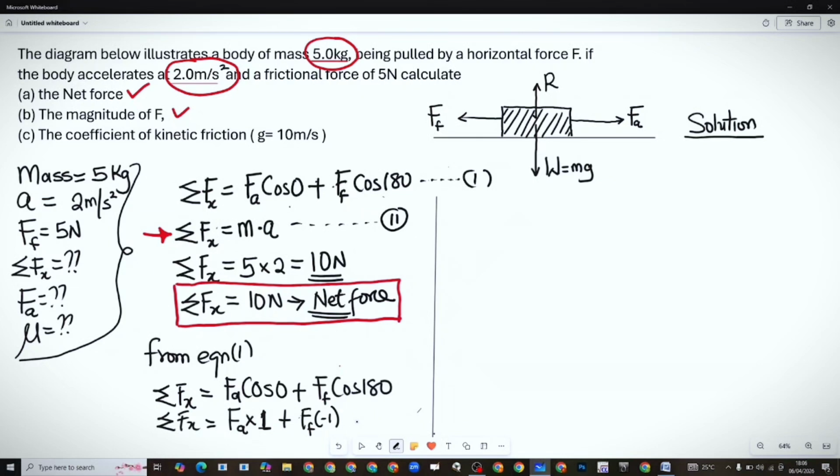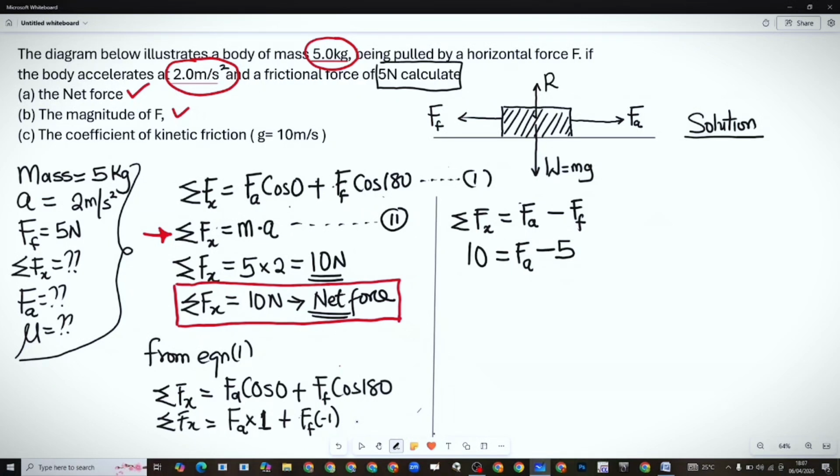If I try to multiply this, you will discover that my ΣF is equal to FA times 1, which is FA, the applied force. And F, the frictional force, times minus 1 is what? Minus the frictional force, because this plus times this minus will give me minus. We already have our summation of force here. The net force is 10, so I can put 10 here, equal to FA minus our frictional force, which was given as 5 newtons. Look at it here, frictional force as 5 newtons. So we can come here and put minus 5.